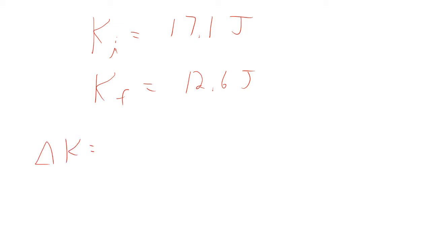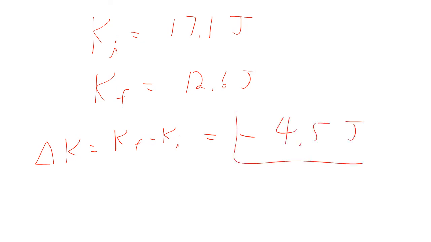Plugging in the numbers, you get that the initial kinetic energy was 17.1 joules. The final kinetic energy was 12.6 joules. So the change in kinetic energy, final minus initial, is a negative 4.5 joules. So we lost 4.5 joules. Where did this go? Energy does not just simply cease to exist in the universe. It became heat, and so things warmed up slightly.